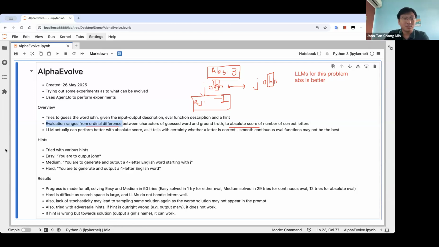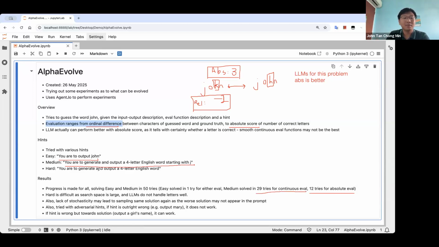All right, so this is how I did the experiment. I did it with three levels of human guidance. One is I give them the answer directly. No surprise, they got the answer in the first try. For medium, I tell them, output a four-letter English word starting with J. For the absolute score, they solve it in 12 tries. Not bad, actually. And with the relative score, they solve it in 29 tries.